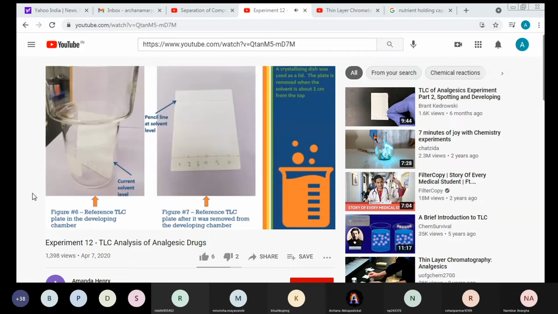Figure 6 shows the reference TLC plate in the developing chamber. A recrystallizing dish was used as a lid. There's an arrow pointing out the current solvent level. It is about 1/3 of the way up the plate. The TLC plate was removed when the solvent was about 1 centimeter from the top. Figure 7 shows the plate after it was removed. After it was removed, a pencil was used to draw the line where the solvent reached, and then the solvent was allowed to evaporate.